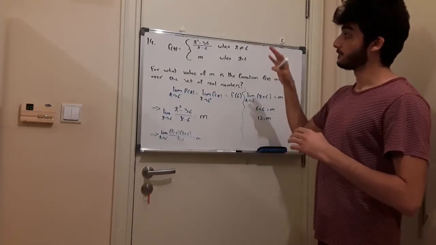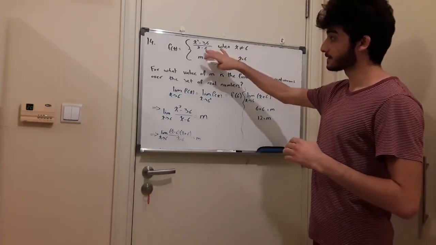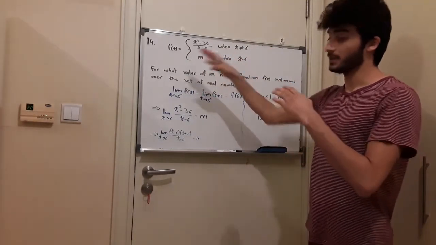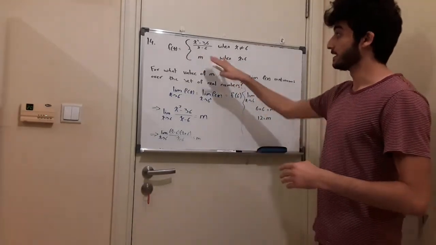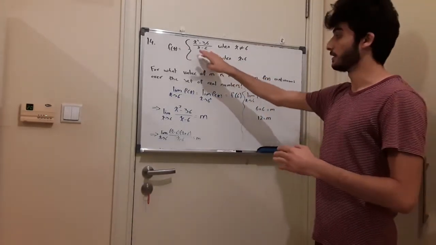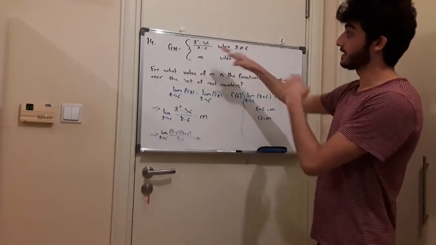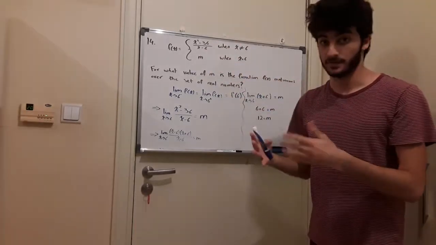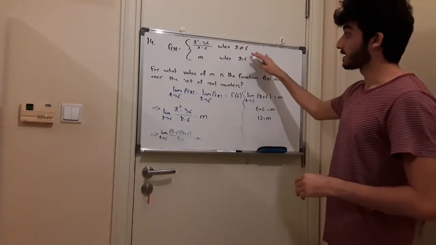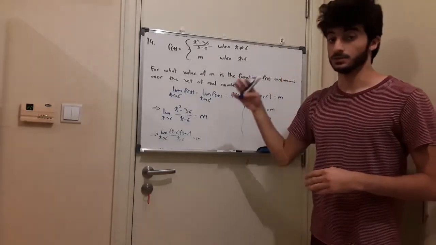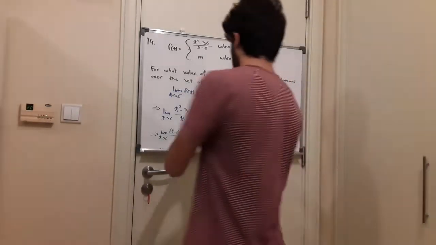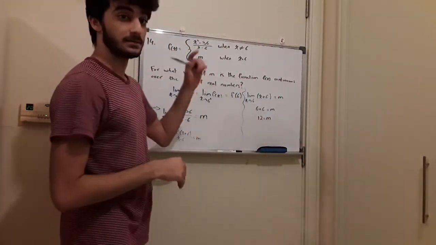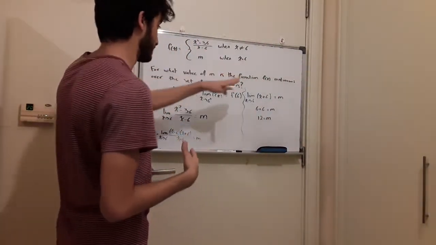Now, if you look at this, the only thing that would make the function not continuous is if x is equal to 6. Because if x is equal to 6, it would make the denominator 0, and we can't have that. So that's why we're only going to look at the continuity at x equal to 6. They want it to be continuous at every point, and we're going to look at x equal to 6.